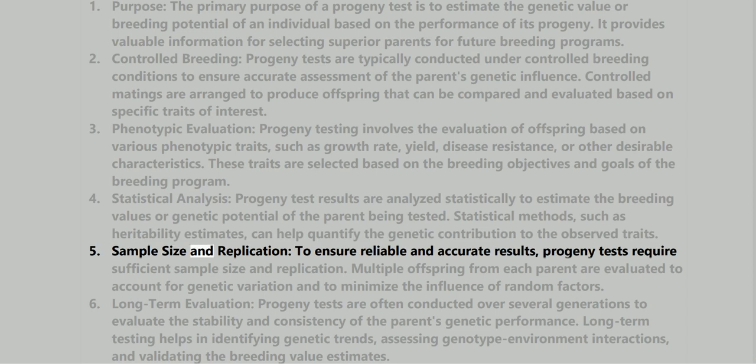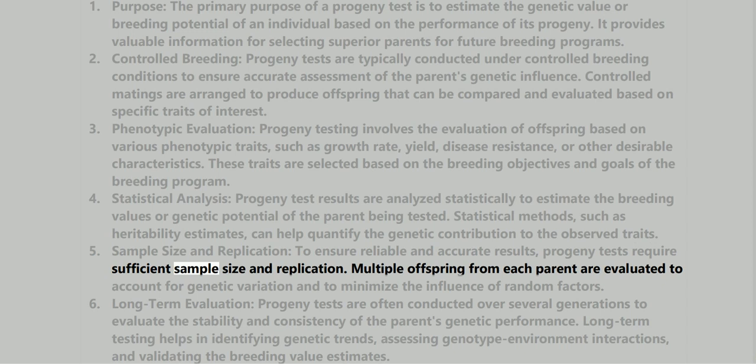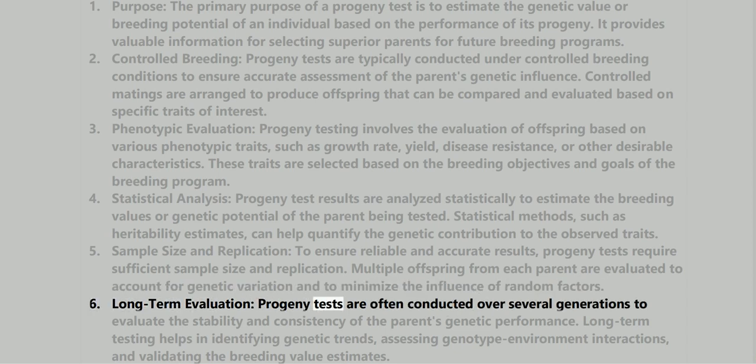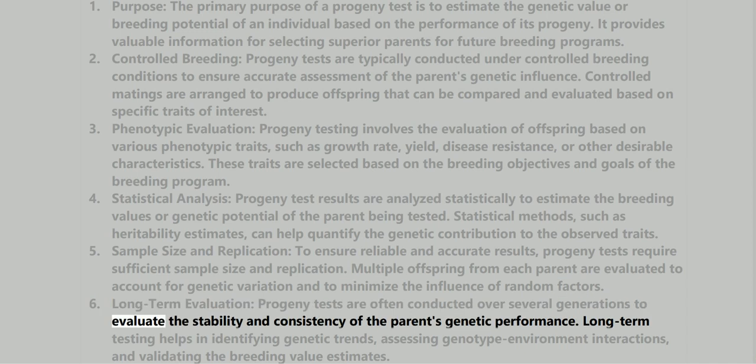5. Sample size and replication. To ensure reliable and accurate results, progeny tests require sufficient sample size and replication. Multiple offspring from each parent are evaluated to account for genetic variation and to minimize the influence of random factors. 6. Long-term evaluation. Progeny tests are often conducted over several generations to evaluate the stability and consistency of the parent's genetic performance.